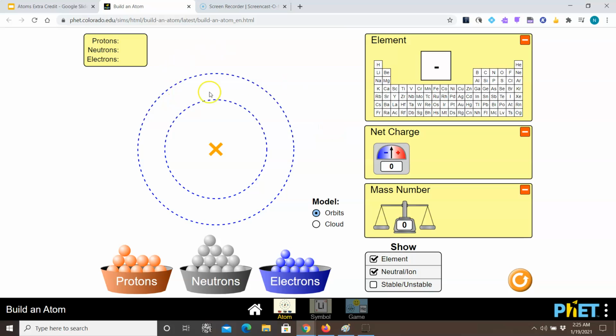Okay, so you're going to build your atom, and the first atom you're building is one with one proton, one neutron, and one electron. So let's go ahead with the protons. Remember, the nucleus is the X, so we're going to move the protons to the X. And when you do that, notice what happens automatically. The element, net charge, and mass number change. Take a look at what those are.